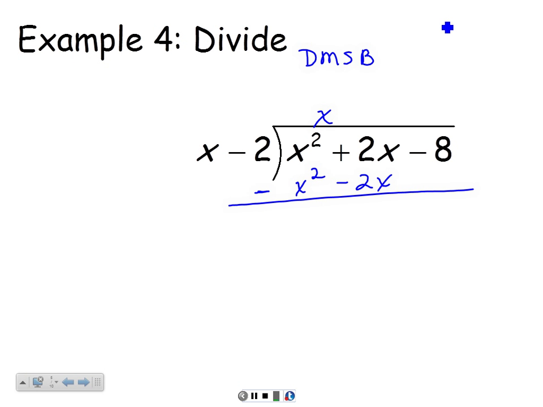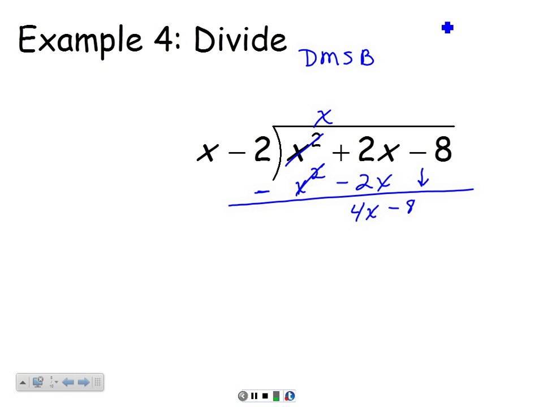And then we're going to subtract. X squared minus x squared goes to 0. 2x minus a negative 2x, that goes to plus. So 2x minus a negative 2x is going to be a plus 4x. And then bring down. So we have a negative 8. And then start all over.